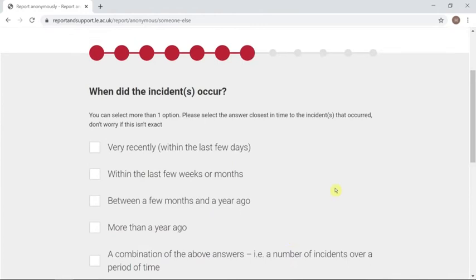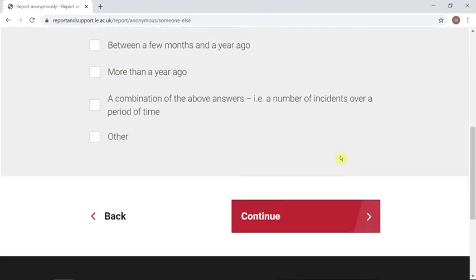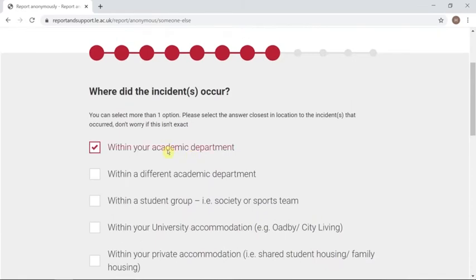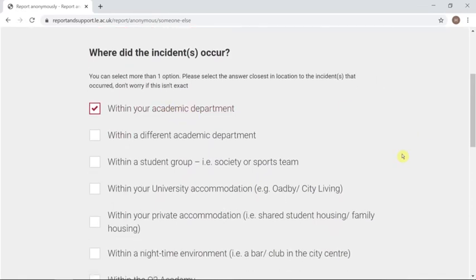Again, with the time frame and location of the incident or incidents, please just answer as accurately as you can. Please note this system can be used for incidents that didn't occur recently and/or on university campus. You can share any relevant information that a student has disclosed to you about experiencing unacceptable behaviours, even if the incident or incidents were unrelated to the university.